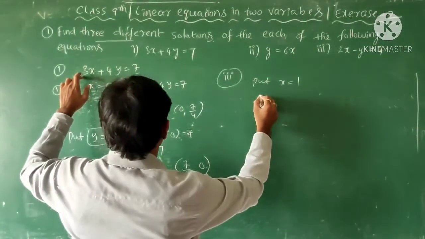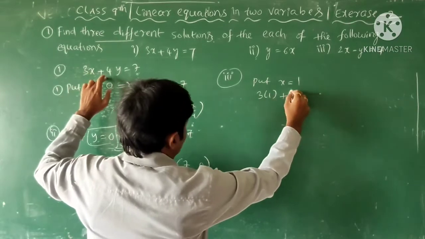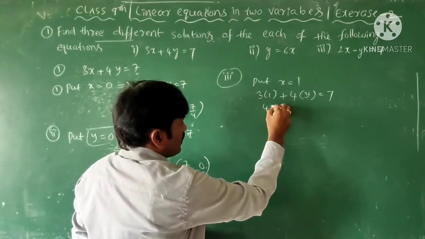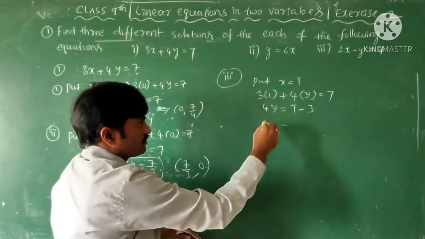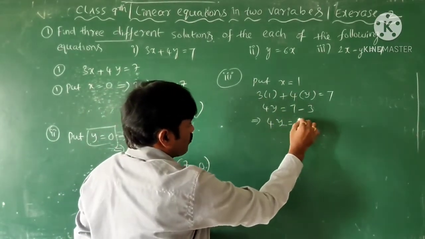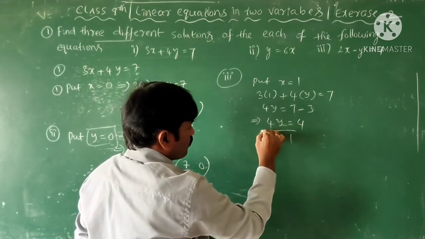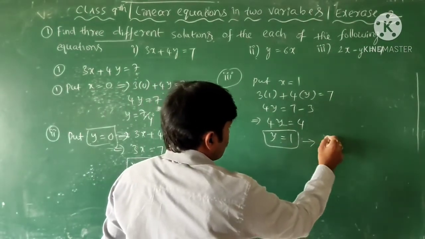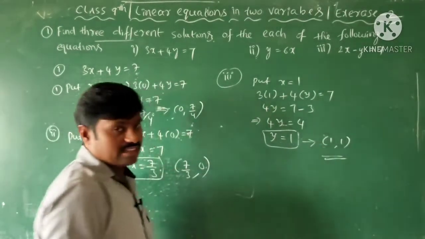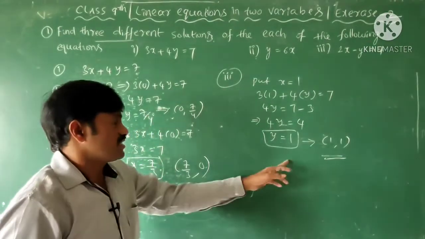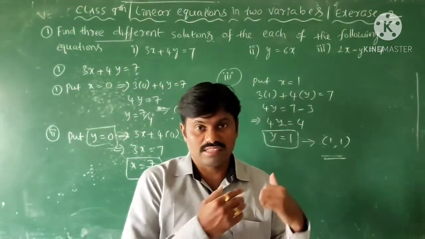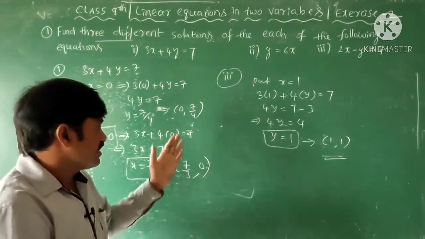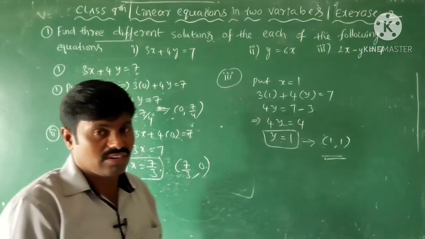So put x is equal to 1, then it becomes 3 into 1 plus 4 into y as it is, 7. So 4y is equal to 7 minus 3, and 4y is equal to 4. So y is equal to 4 by 4, that is 1. Okay. So for x is equal to 1, y is equal to 1. This is the third solution. Like this, how many solutions did we get? 3 solutions. They asked us to find 3 different solutions of the given equation. So this is the way to find different solutions of a linear equation in two variables.